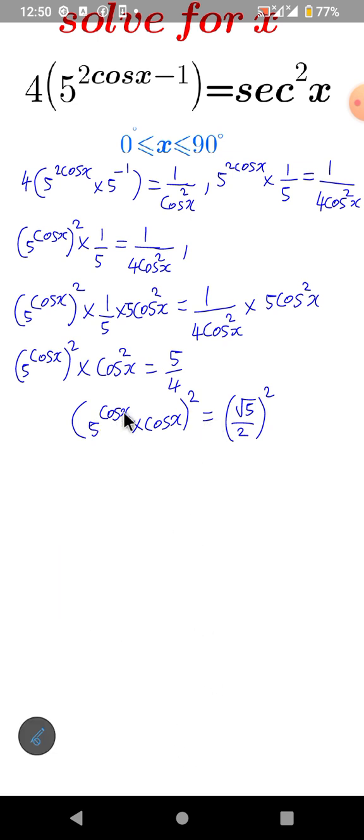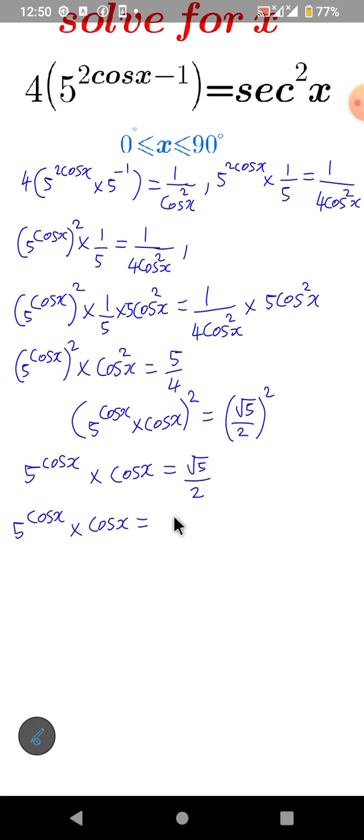My next step now will be to take the square root of both sides to remove this square here. So after taking the square root of both sides, the square here and here will be eliminated. So we will now have 5 raised to the power of cos x multiplied by cos x all equal to the square root of 5 all over 2. Then we continue again. We have 5 raised to the power of cos x times cos x equal to, the right hand side here will now become the square root of 5 multiplied by 1 all over 2. Then we'll continue again.